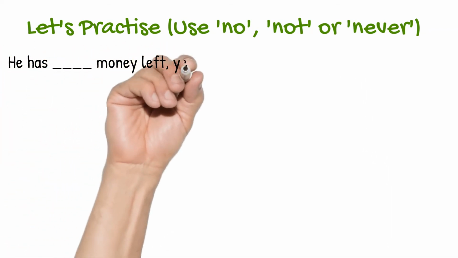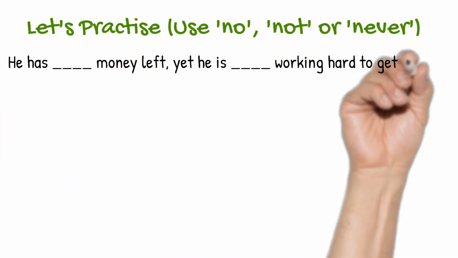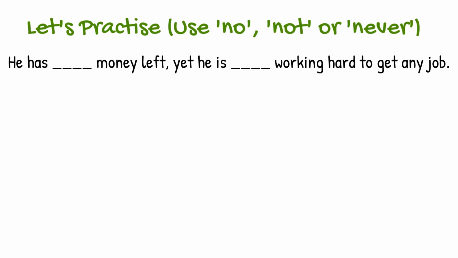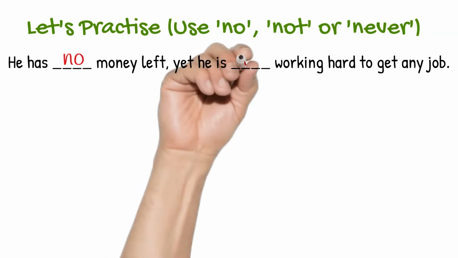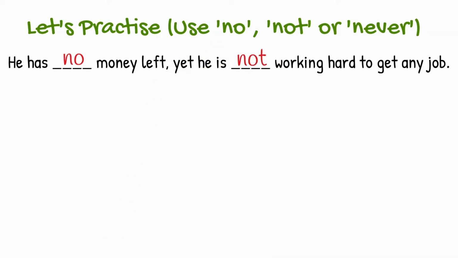He has dash money left, yet he is dash working hard to get any job. I would suggest you pause for a while and post your answer in the comments section. So the answer will be: he has no money left, yet he is not working hard to get any job. As money is a noun, we need a determiner to determine it. And in the second filler, working is a verb and we need an adverb to modify and to negate it.